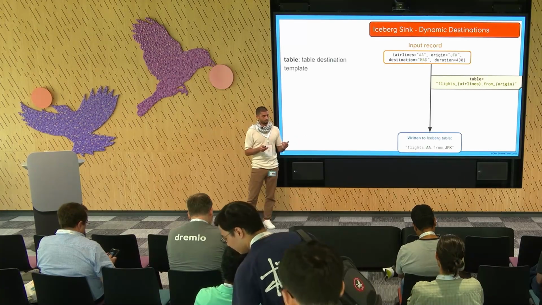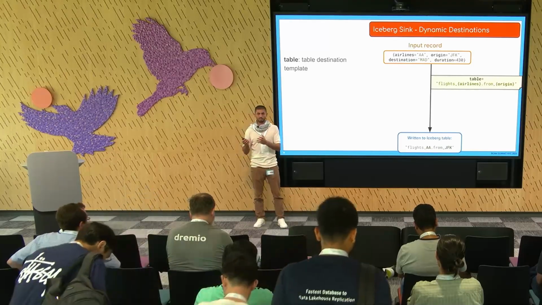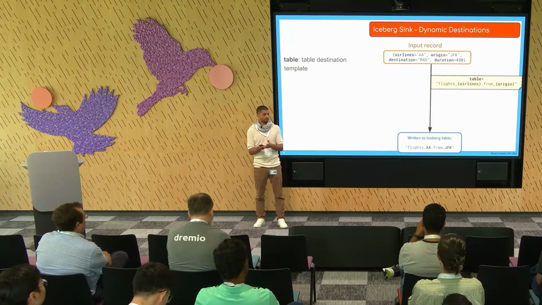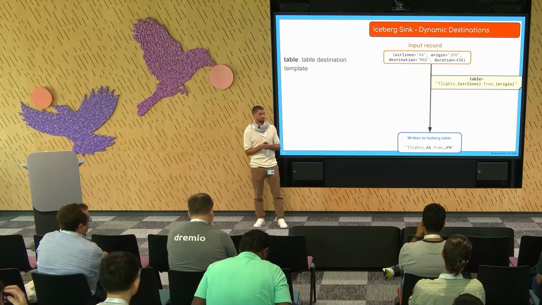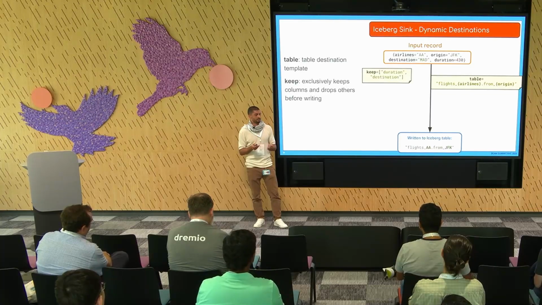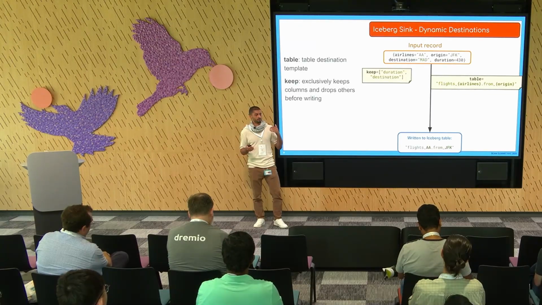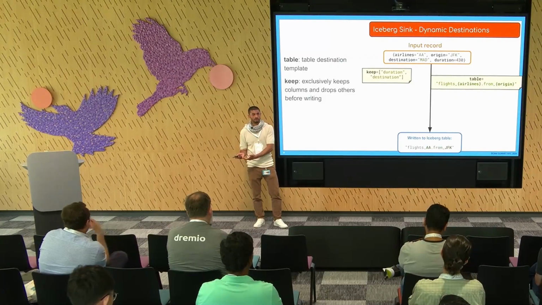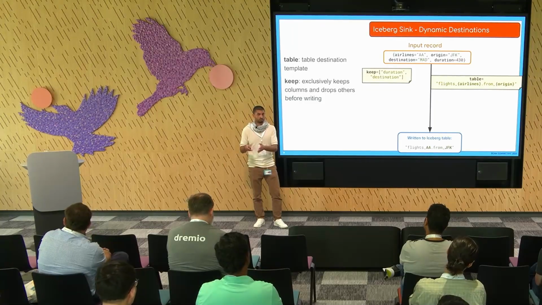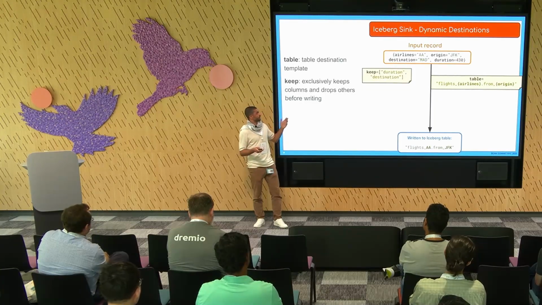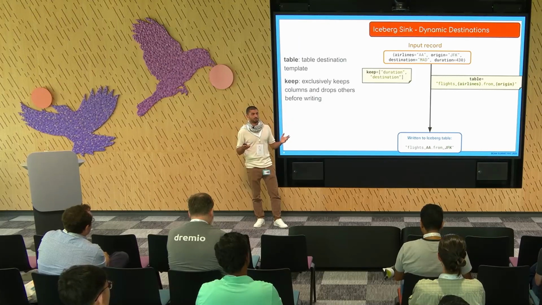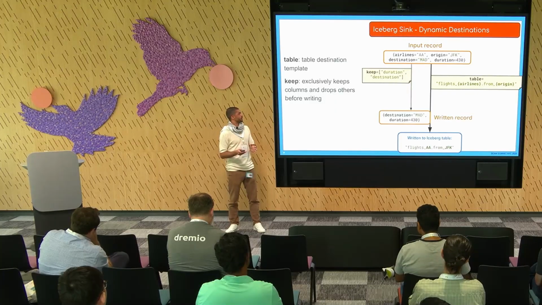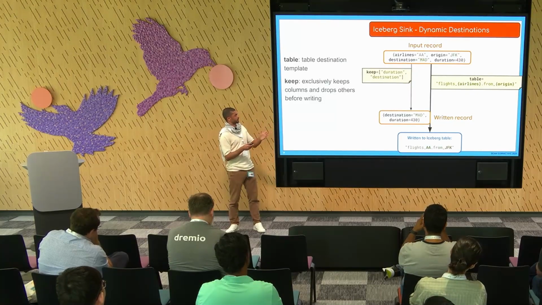So the sync will take your record and simply substitute in the values from the record into the table and write to that destination. But say, for example, you only included airlines and origin for the sake of determining where the record should go, but you don't actually want to write those columns in. Then you can provide this keep property that will tell the sync which columns you actually want to keep to write to the table. And it will just drop the other columns.